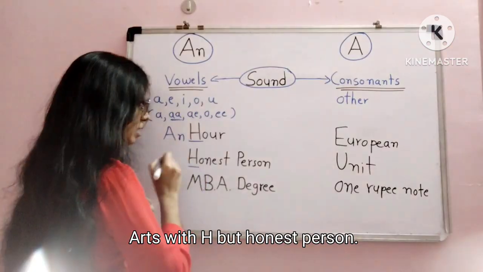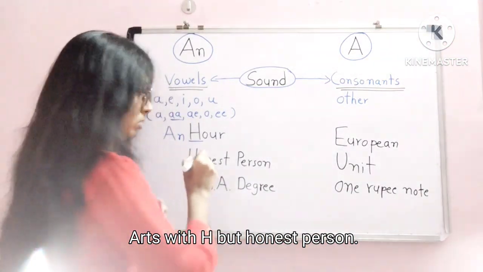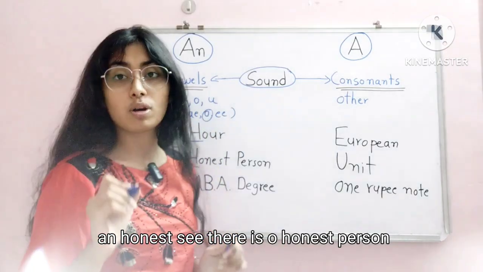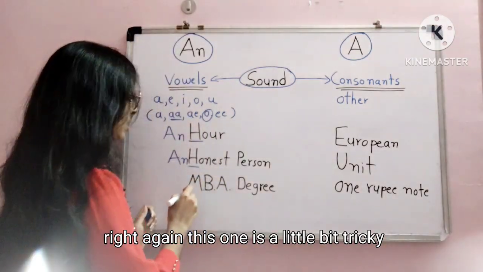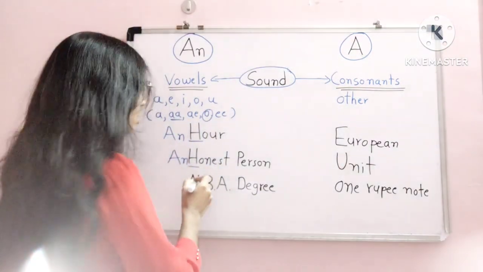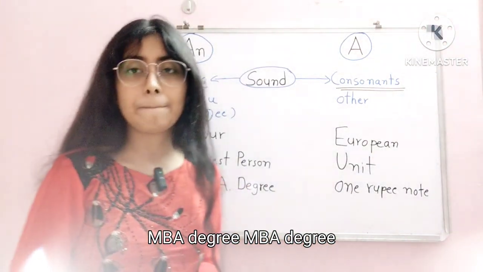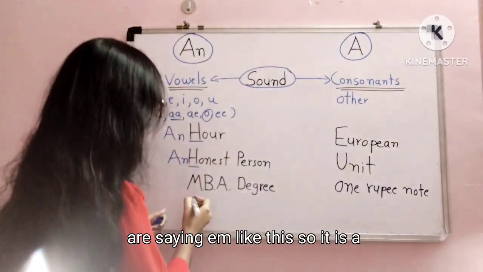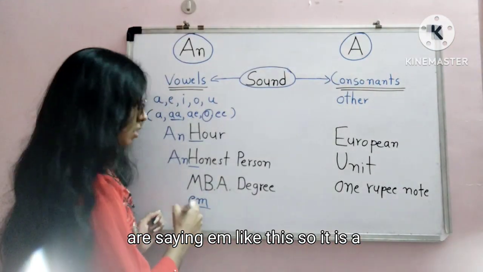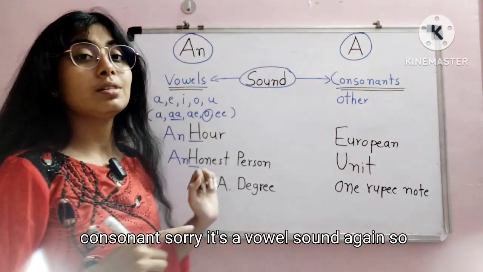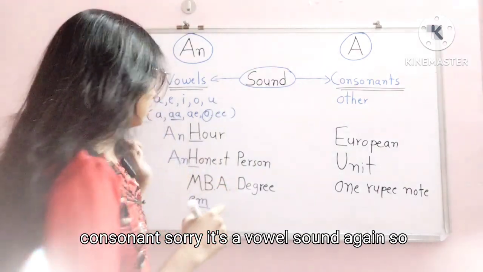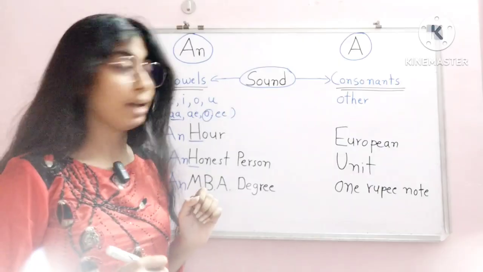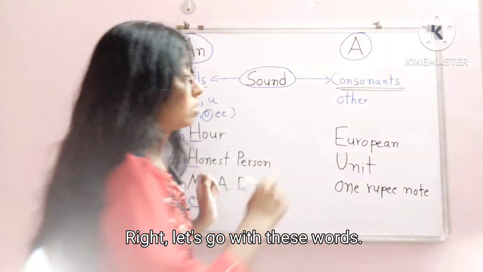So, an hour. Again, honest person. It starts with H, but honest person. That's why an honest. See, there is O sound. An honest person. Again, this one is a little bit tricky: MBA degree. If you see MBA, you are saying em like this. So it is a consonant. Sorry, it's a vowel sound again. So you need to say an MBA degree.